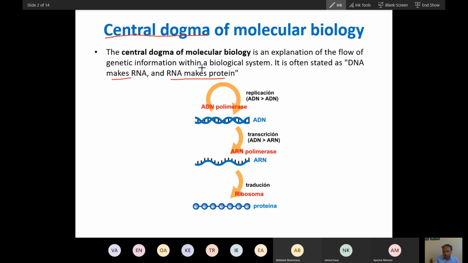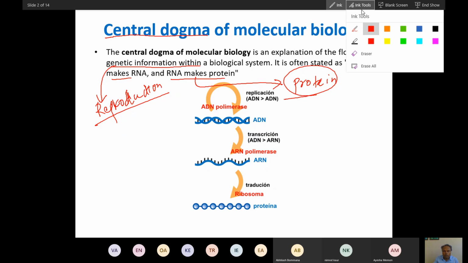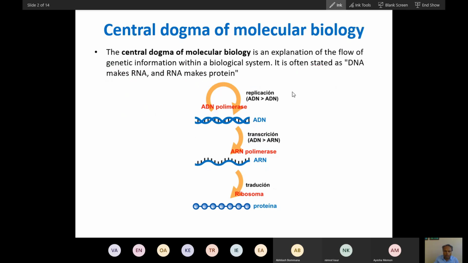Division, propagation, that means reproduction. I have already told you, the basis of reproduction is this DNA polymerization. And what is the basis of all function? Whatever function we do is protein synthesis. So whatever we do, we survive because of this central dogma. This central dogma plays the role for our survival. So this is the central principle.